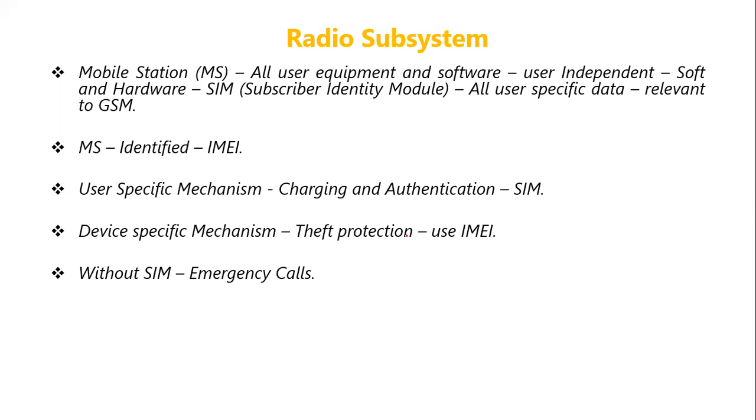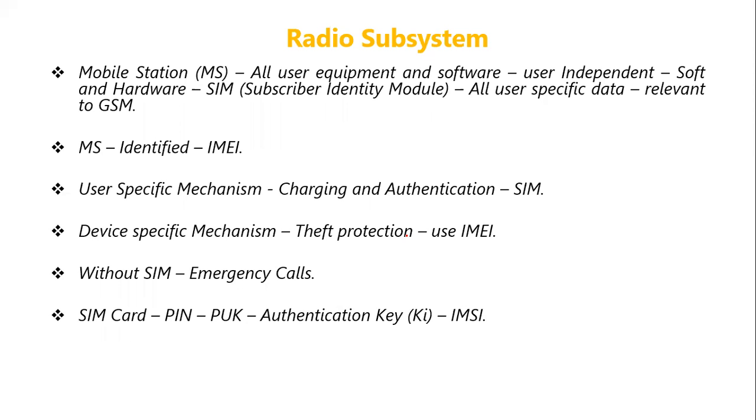Okay. Some of the device specific mechanisms are theft protections. For theft protection, device specific mechanisms like the IMEI, International Mobile Equipment Identity, will be used. So for user specific mechanisms, SIMs will be used. For device specific mechanisms, IMEI will be used. Without the SIM also, a mobile user will be able to make emergency calls.